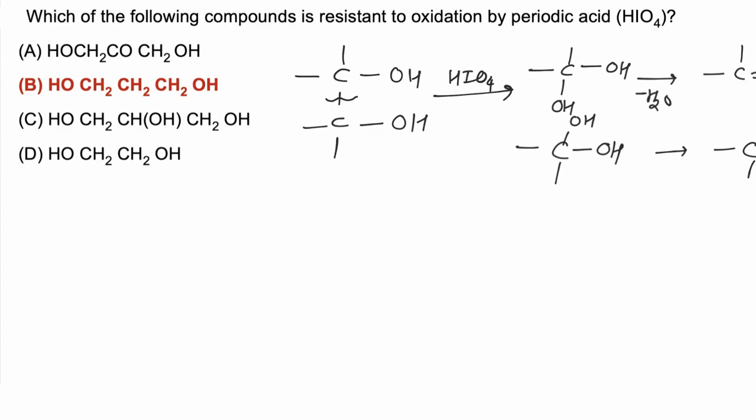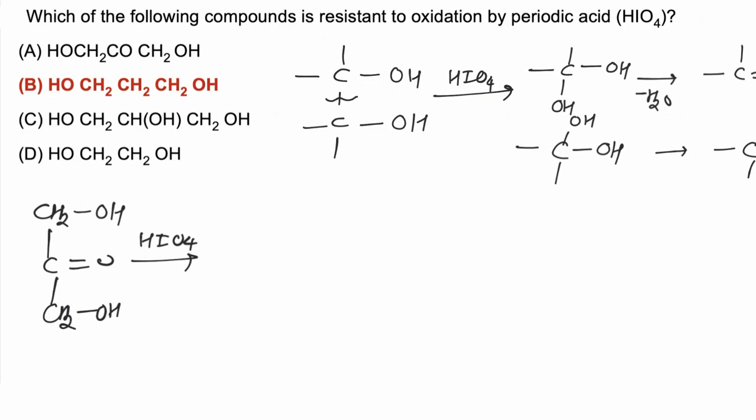Now if we consider the first example, CH2OH, C double bond O, CH2OH. This molecule will be oxidized by HIO4. In this case, CH2OH will oxidize to HCHO. So one equivalent of formaldehyde is formed, and this part will be converted to CHOH, CH2OH. So this product is formed. So this molecule will be oxidized.